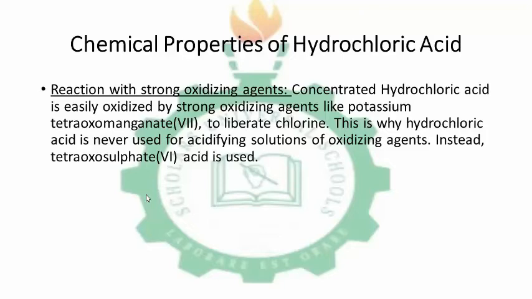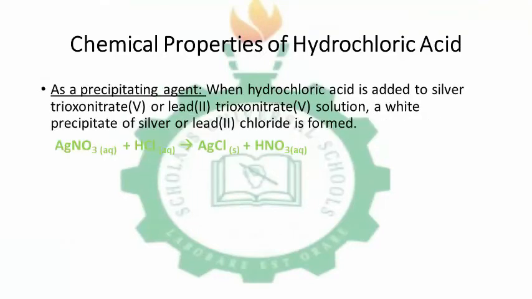Now, because of this property, hydrochloric acid is never used to acidify a solution of an oxidizing agent. Instead of using hydrochloric acid, we make use of tetraoxosulfate(VI) acid, which is H2SO4. Now, to the next chemical property of hydrochloric acid, which is hydrochloric acid as a precipitating agent.